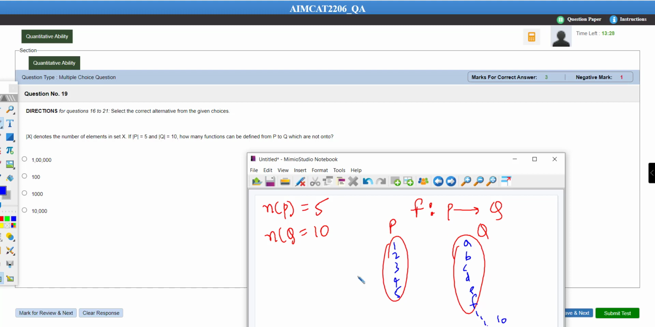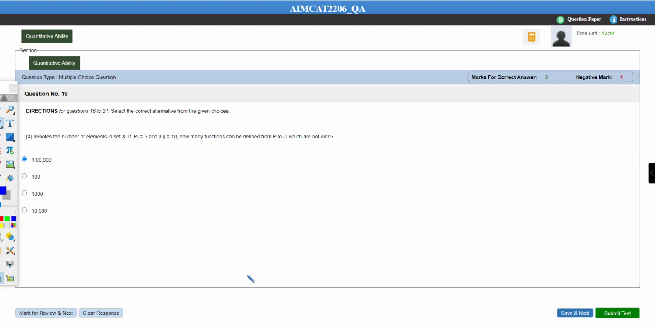Okay, so the total number of functions are how much? 10 into 10 into 10 into 10 into 10, that is 10 to the power 5 total number of functions, and all the functions are not onto. So the answer is 10 to the power 5, that is equal to 1 lakh.